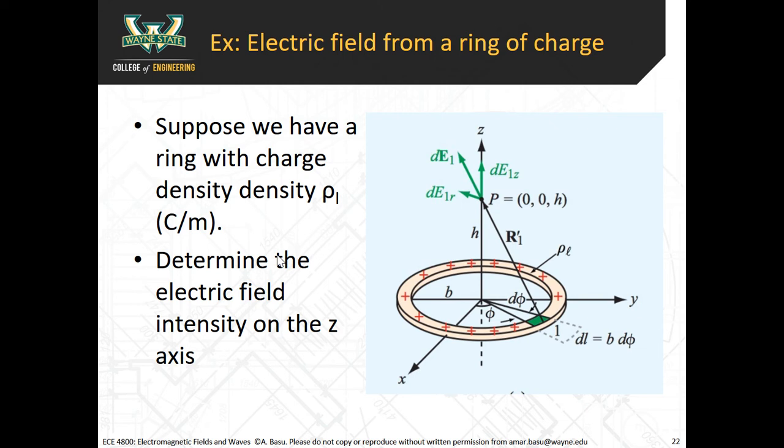So let me just rephrase what you said. We can't draw a surface on here where the field is going to be the same everywhere. The symmetry just isn't there.